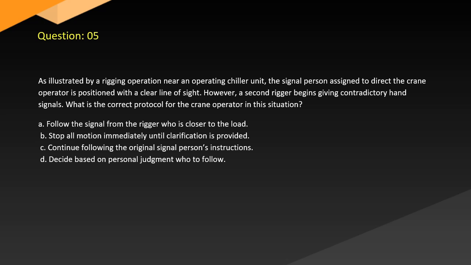A. Follow the signal from the rigger who is closer to the load. B. Stop all motion immediately until clarification is provided. C. Continue following the original signal person's instructions. D. Decide based on personal judgment who to follow.